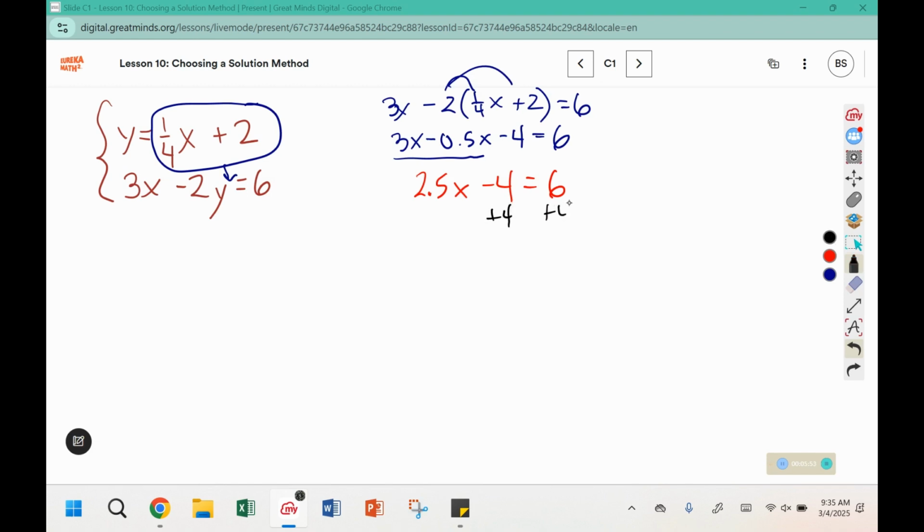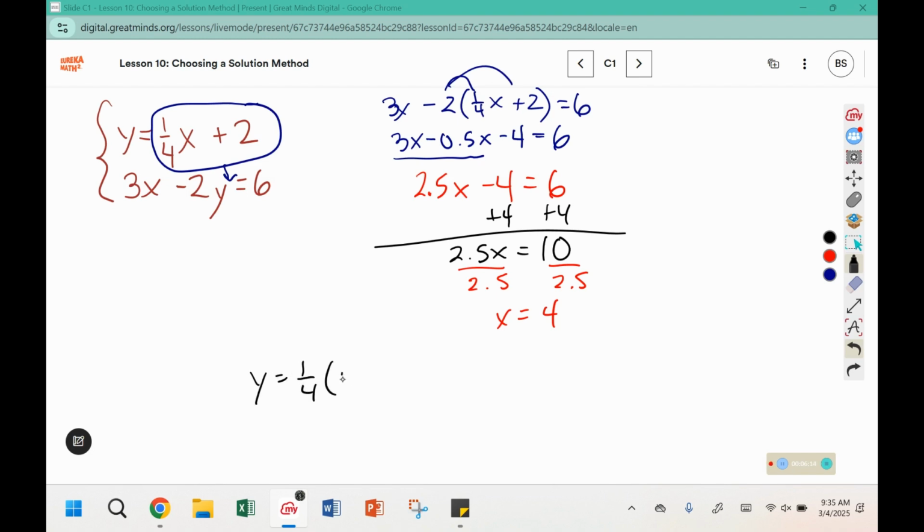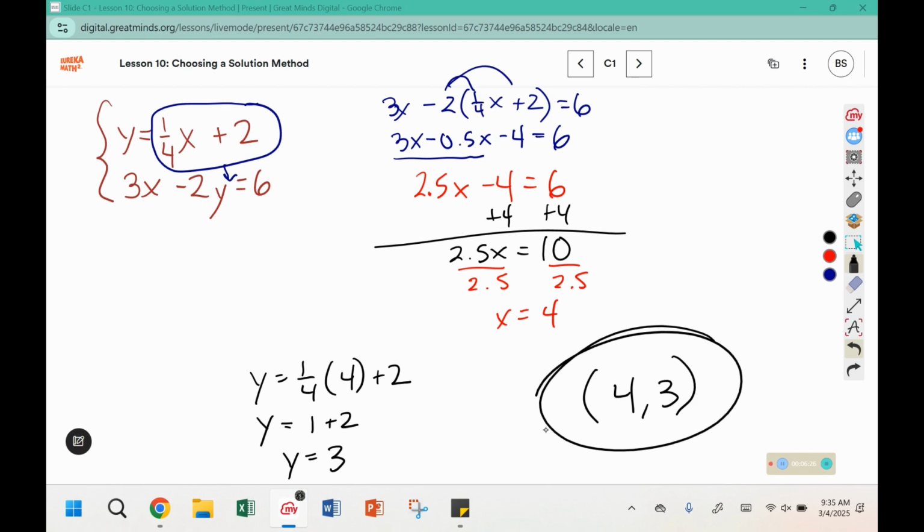Add 4 to both sides. 2.5x equals 10. Divide by 2.5. And that is x equals 4. Then we need to plug it back in to solve for y. Replace the x with the 4. A fourth of 4 is 1. And 1 plus 2 is 3. So the coordinates of our solution are 4, 3.